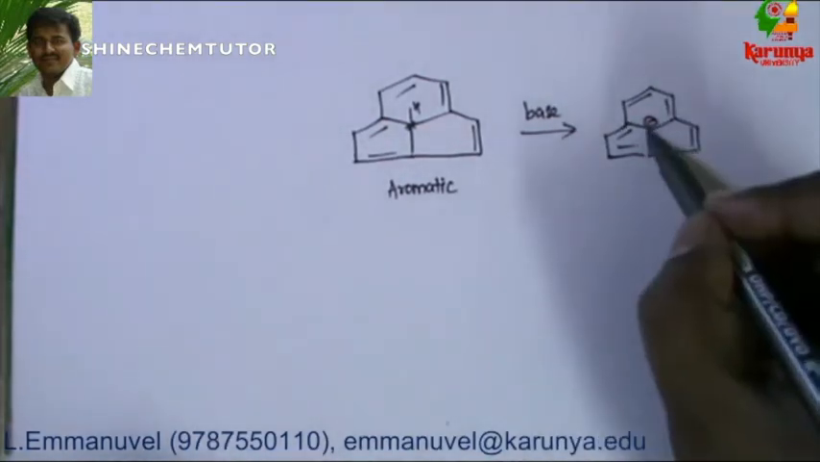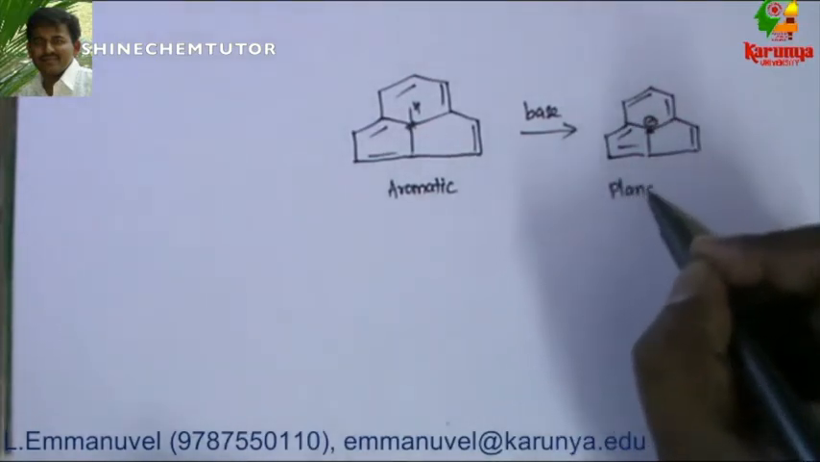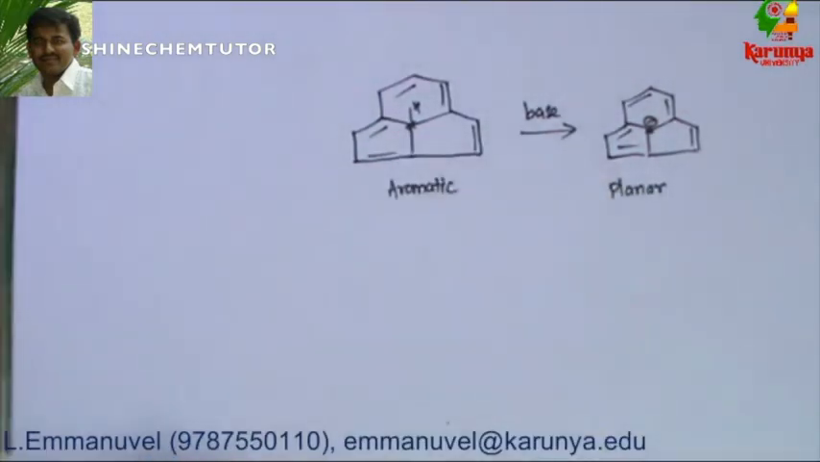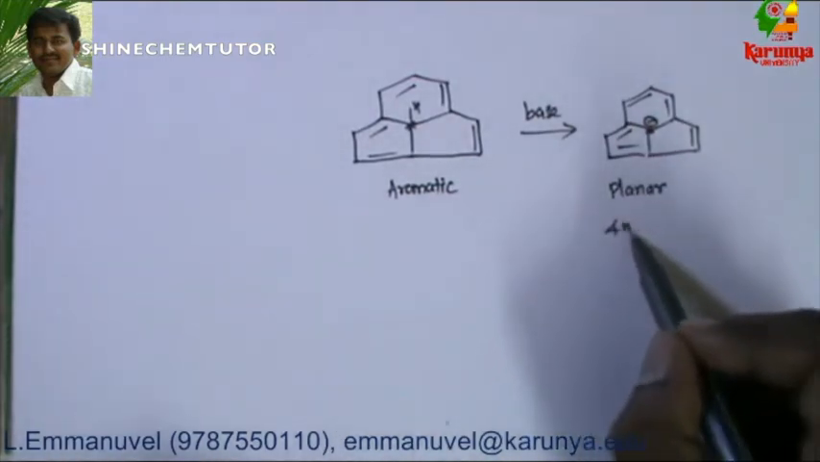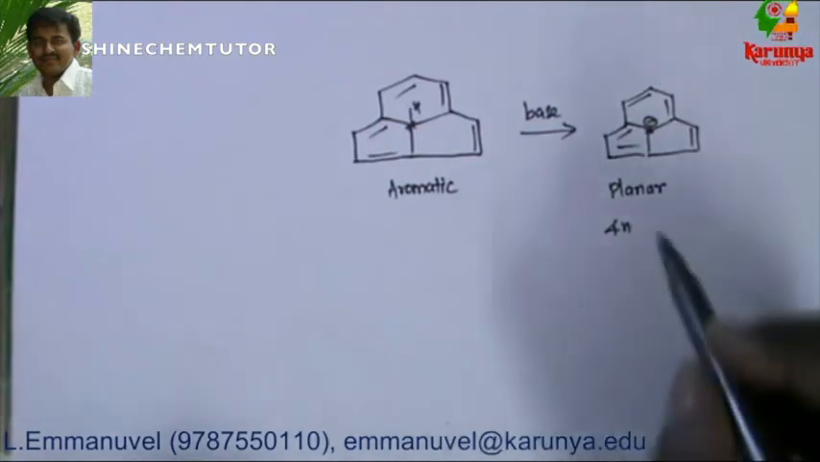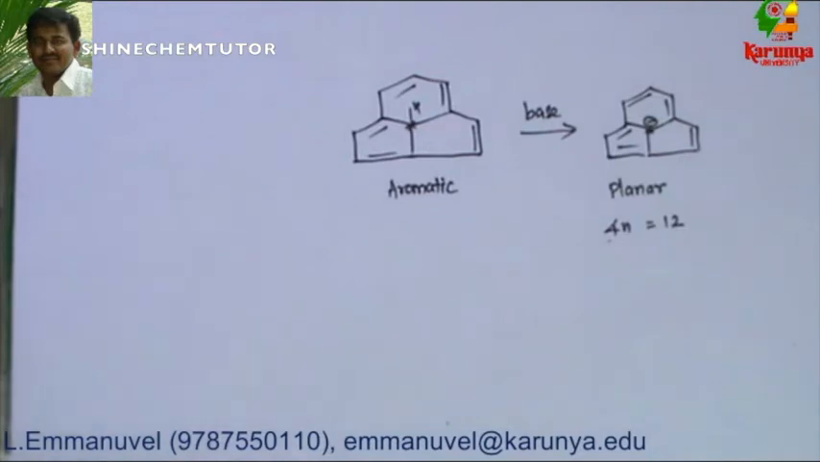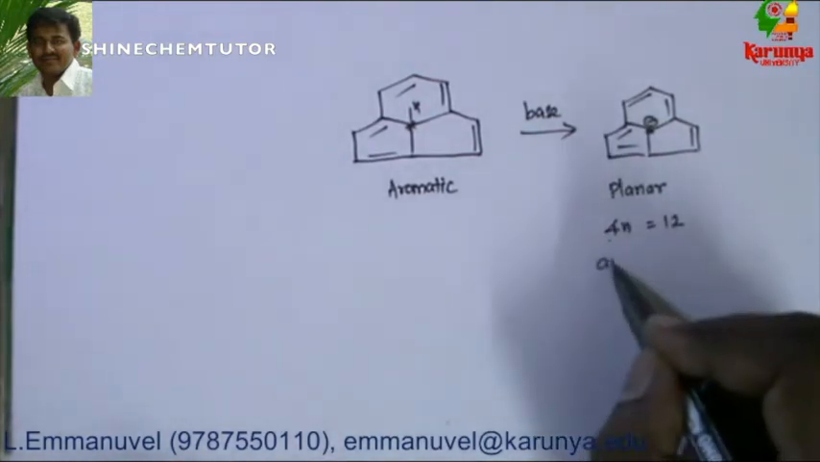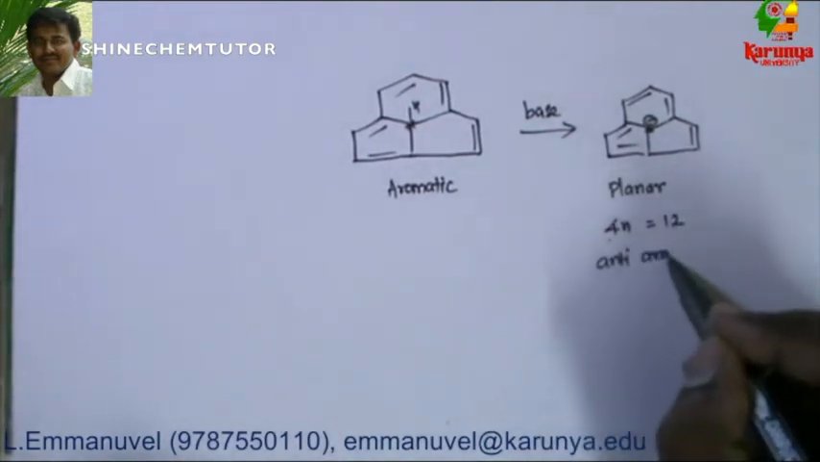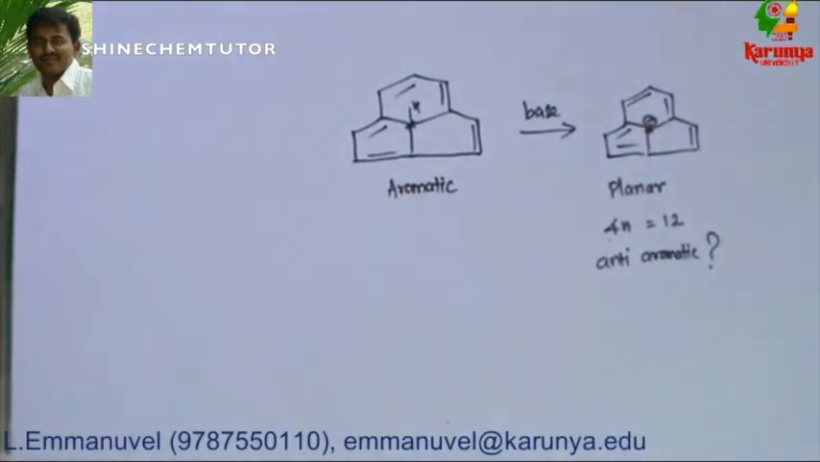Now this carbon becomes planar. So this is more planar compared to this. But what about the number of electrons? The number of electrons present in this anion is 4n electrons, so there are 12 electrons. So is it anti-aromatic? No, it is not anti-aromatic.